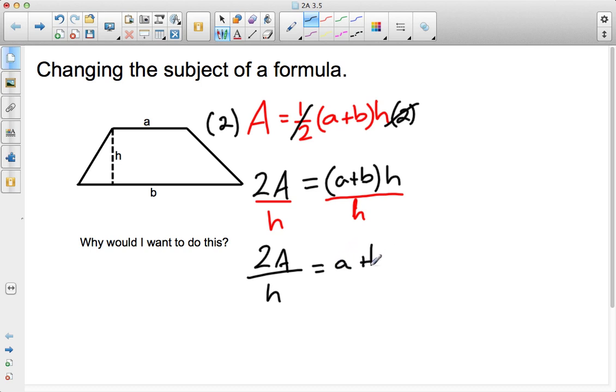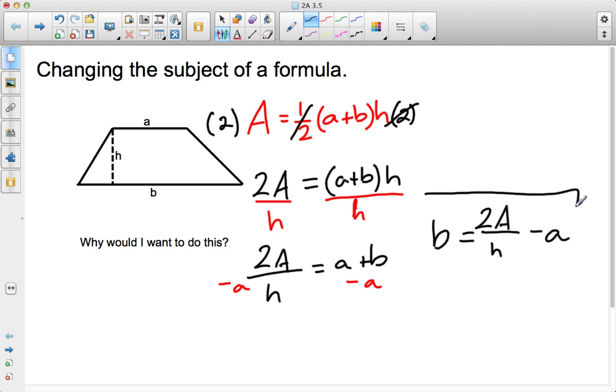Notice that those parentheses are now gone because there isn't anything being multiplied to it, so now that's just a plus b, which means if I want to get b by itself, the last thing I need to do is subtract a from both sides. So then my final answer, or changing the subject of the formula, yields b equals 2a over h minus a.